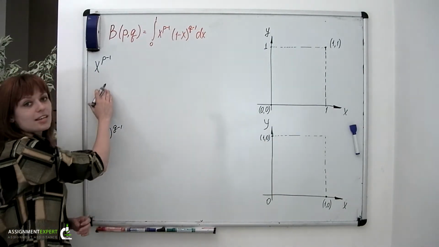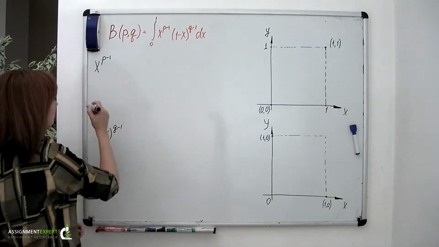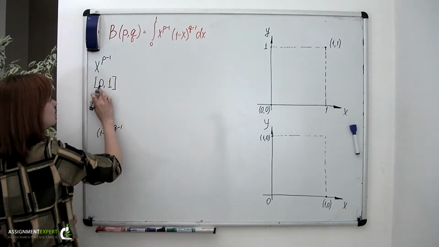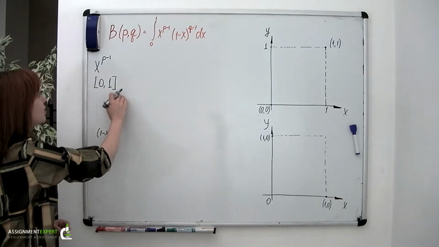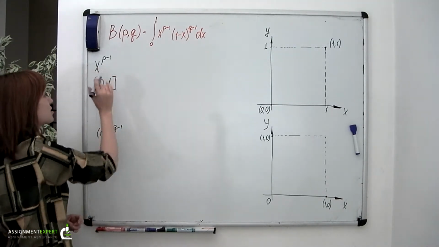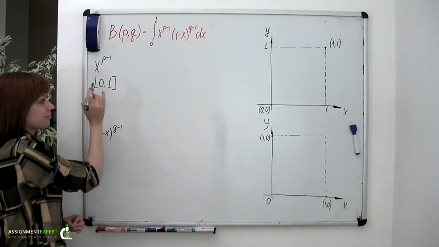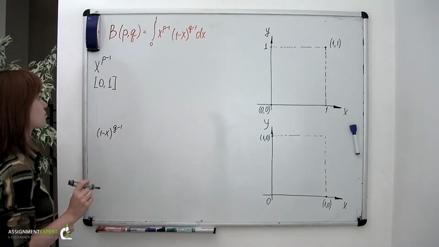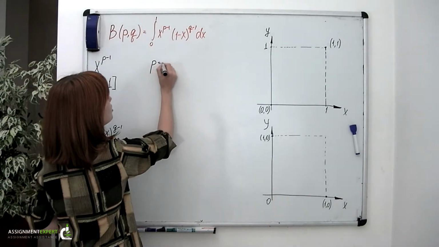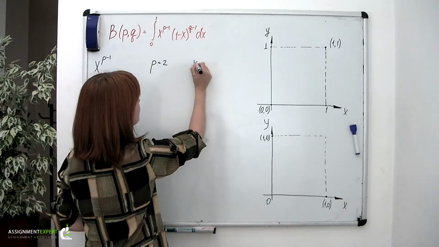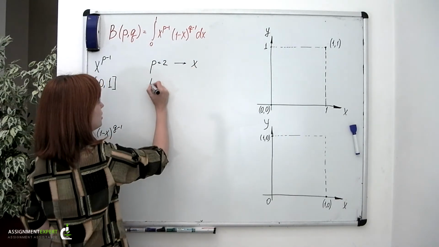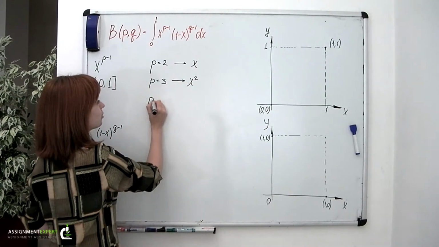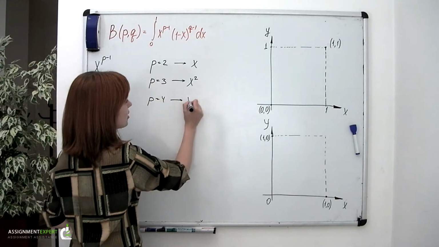So the first factor is x raised to p minus 1. The limits of integration are 0 to 1. So it is obvious that within this integral, this first factor is a positive number, since x only takes positive values. Now let's pick a few integer values for the p parameter and graph these curves. So for p equals 2, we'll have simply x. If p equals 3, we'll have x squared. If p equals 4, we'll have x cubed.